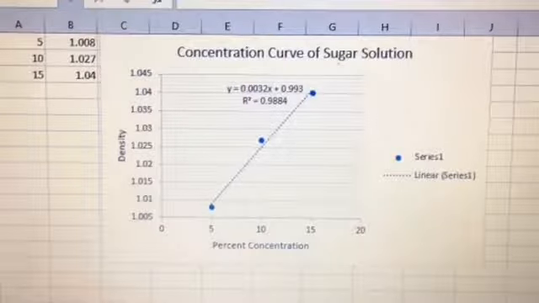We then plugged in our 3 concentrations and their densities into Excel, and we created a concentration curve of our sugar solution that had an equation of y equals 0.0032x plus 0.993.